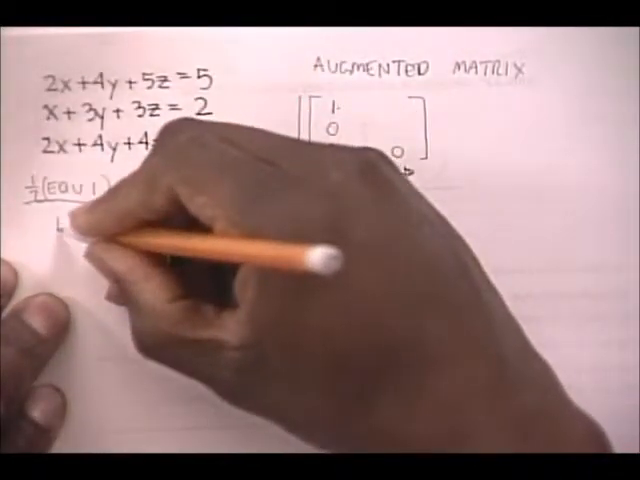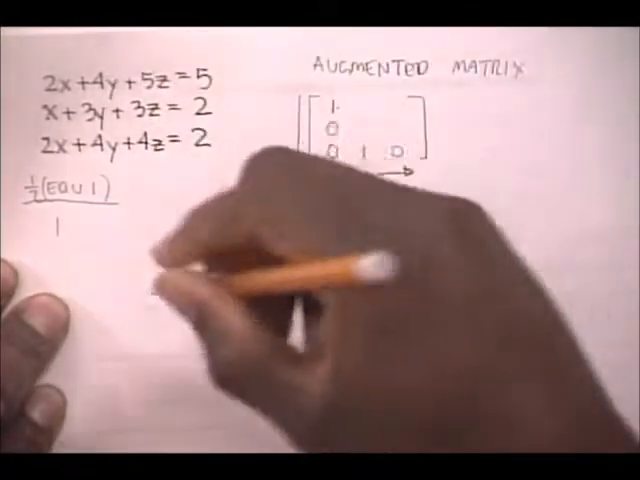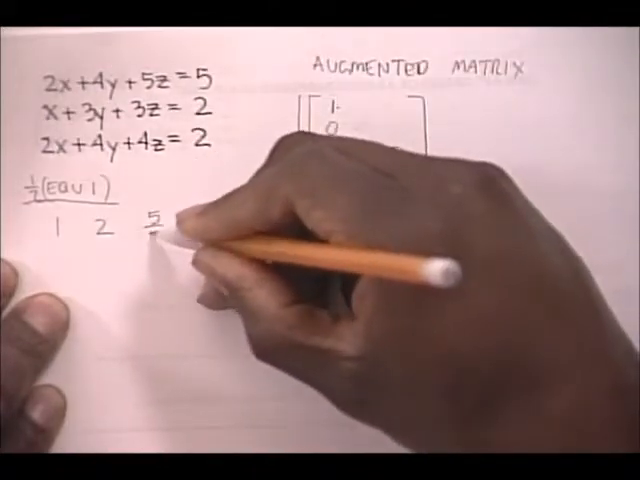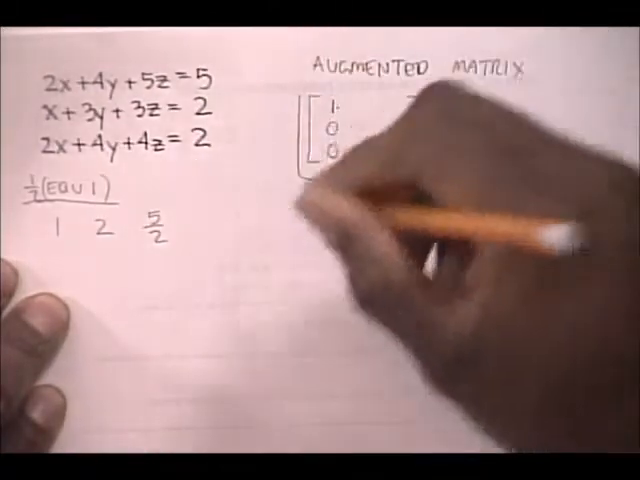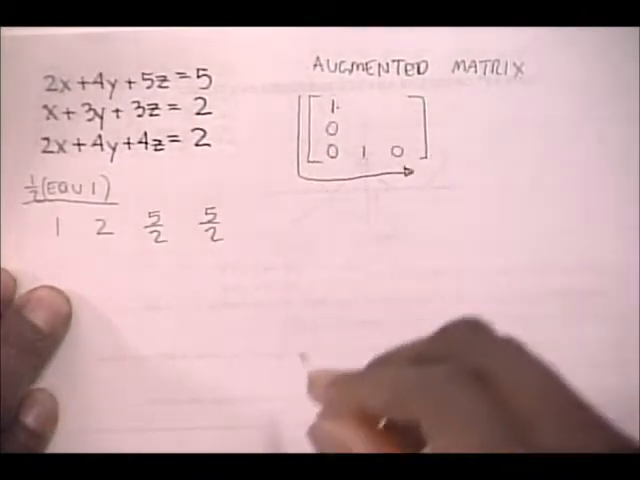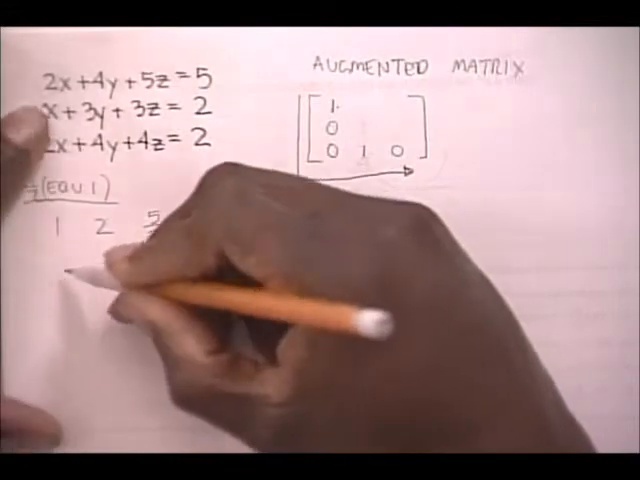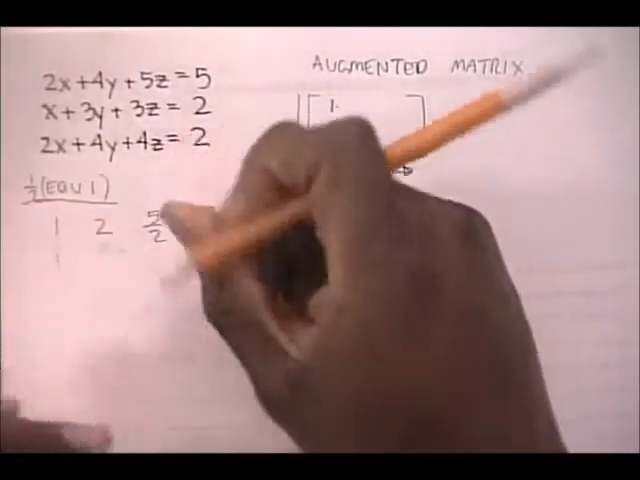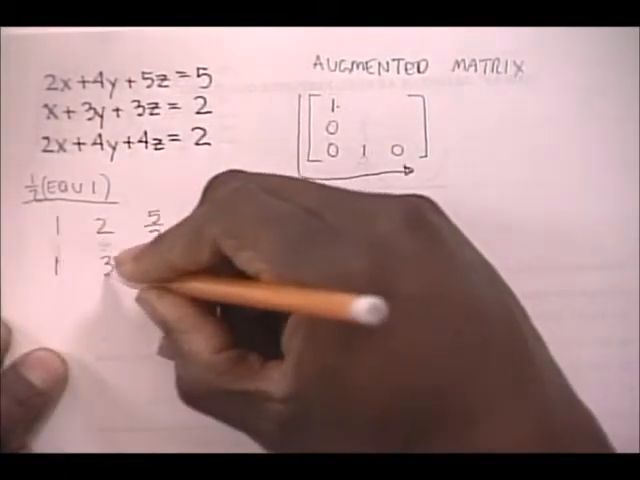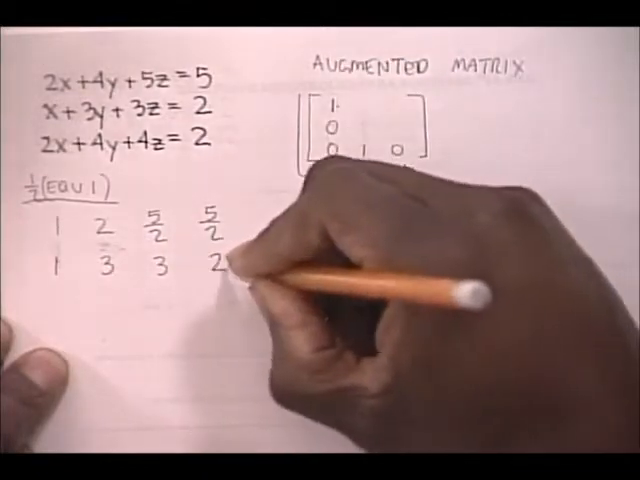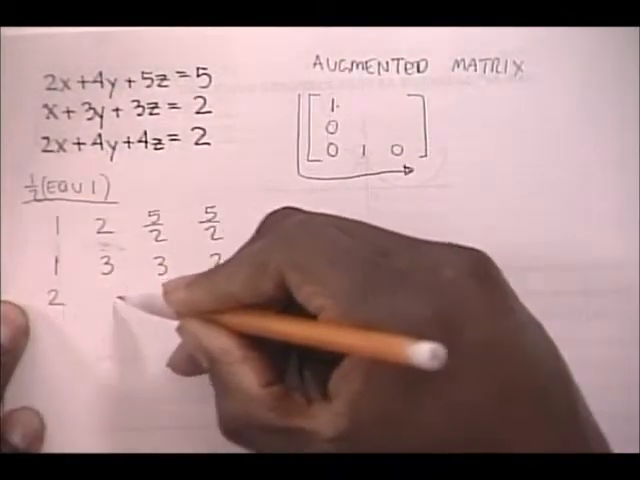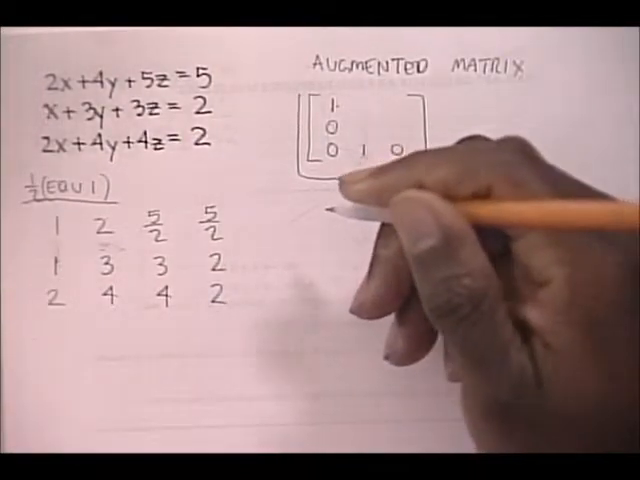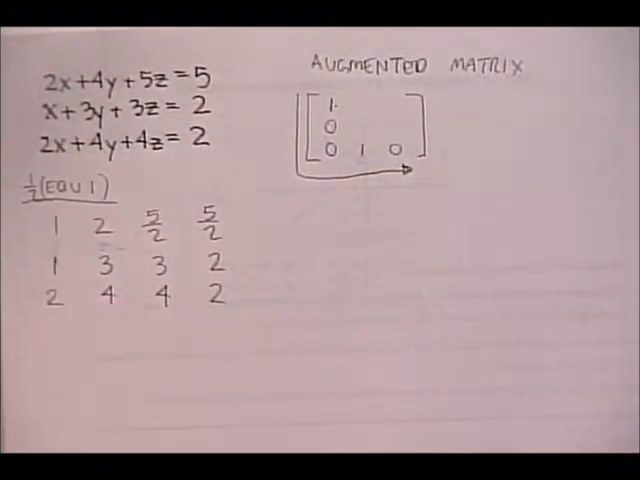We multiply 2 by half, we get 1. We multiply 4 by half, we get 2. We multiply 5 by half, we get 5 halves. And we multiply this 5 by half, we get 5 halves. And what we're going to do is bring the rest of our problem down. Bring down the 1, 3, 3, 2, just bringing the problem down. And here we have 2, 4, 4, 2.